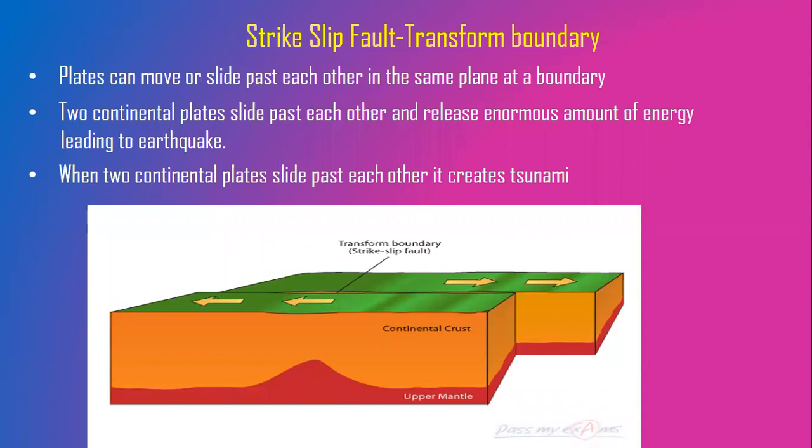The next type is the strike-slip fault or transform boundary. The plates can move or slide past each other at a boundary. They move in opposite directions, and two tectonic plates, that is continental plates, slide past each other, releasing an enormous amount of energy, leading to an earthquake. In some cases, it may create a tsunami also.